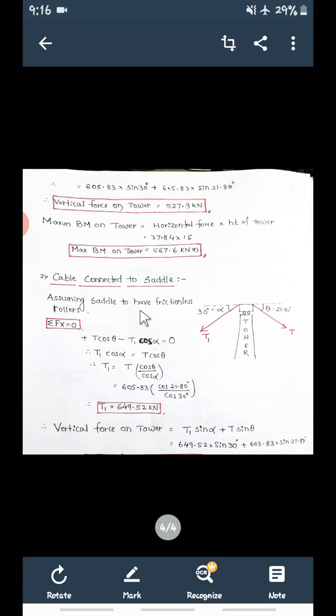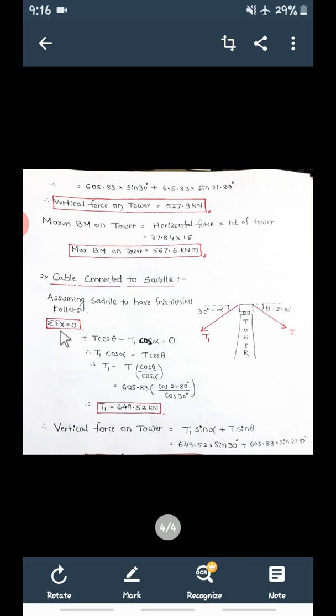Next, the second is the cable connected to the saddle. Again, as usual, these values remain the same. Alpha remains 30 degrees and theta remains 21.80 degrees. Assuming the saddle to have frictionless rollers, frictionless means there will be no horizontal force.